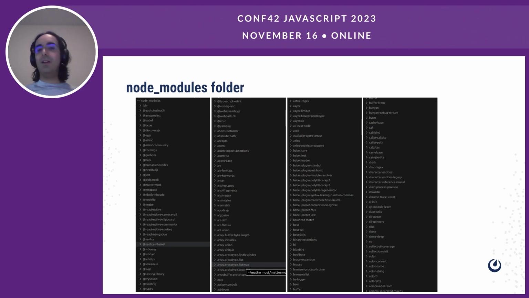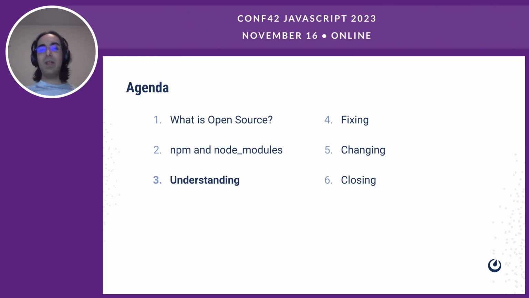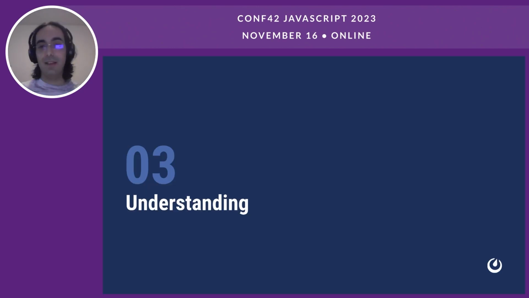But what is inside this? Let's take a deeper look at one library. For example, the base64 package. As you can see there, we have the full code for us to see. And here is where the magic of open source I was talking about starts to happen. So, we have all that code there. And how can we use it?